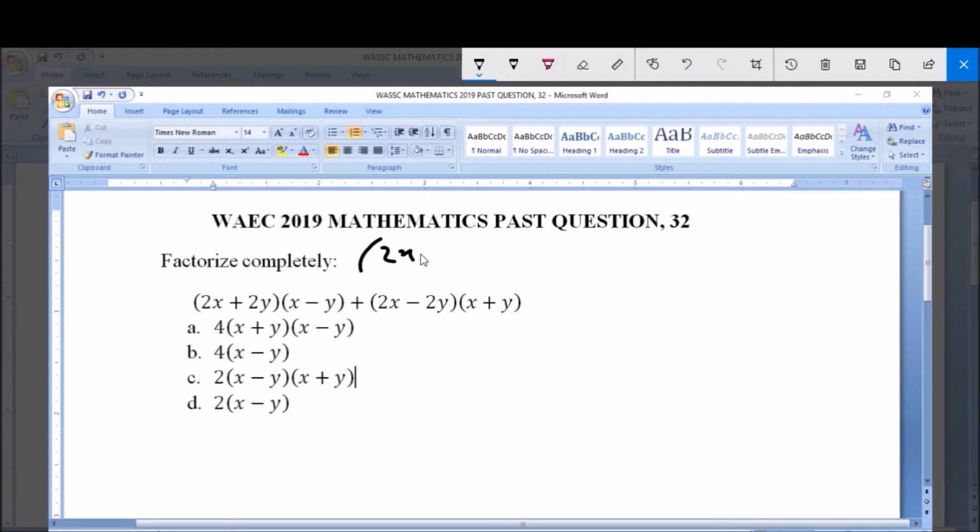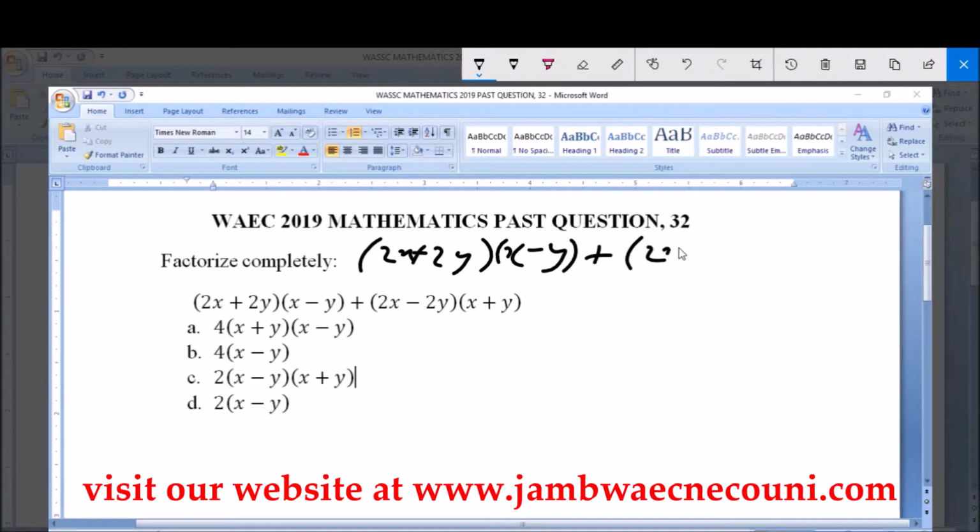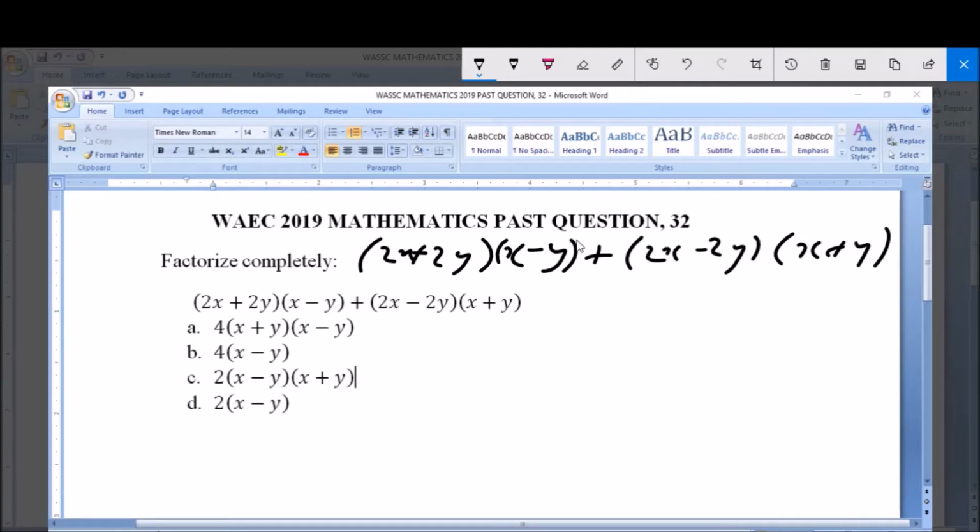2x plus 2y into x minus y plus 2x minus 2y into x plus y. When you are given a question like this, you take everything here as one expression, and everything here as another expression. You have one expression here, you have another expression here. So now you simplify both expressions.